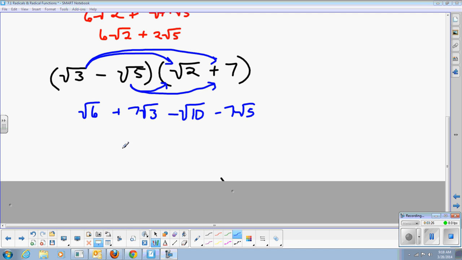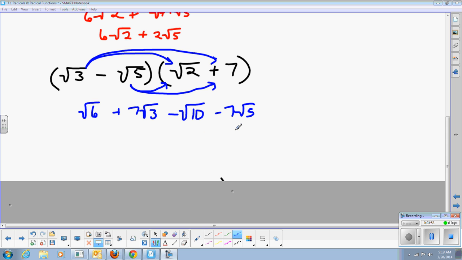At this point, I'm looking to see, do I have any like terms? I have a square root of 6, and I'm also looking for perfect square factors. So square root of 6, square root of 3, square root of 10, square root of 5. There are no like terms there. Are there any perfect square factors that I need to simply take out and factor out? 6, 3, 10, and 5, none of those are perfect squares, so at this point I'm done. This is all I can do with this one. I can multiply, do the distribution. Because there are no like terms, this is the answer that I have.